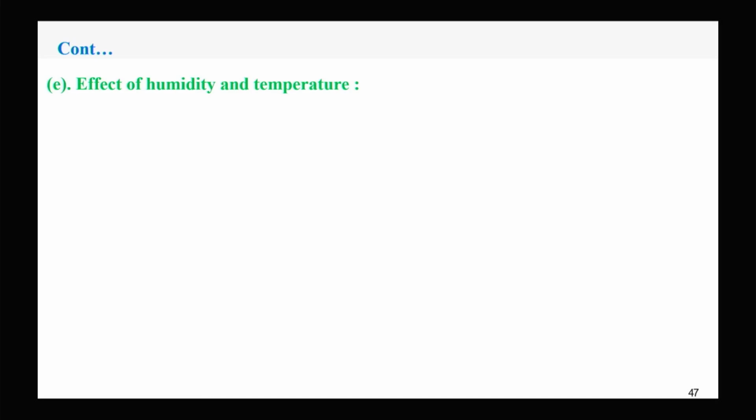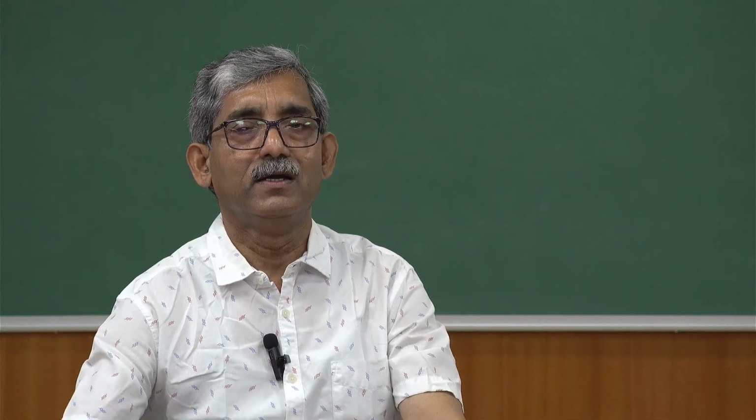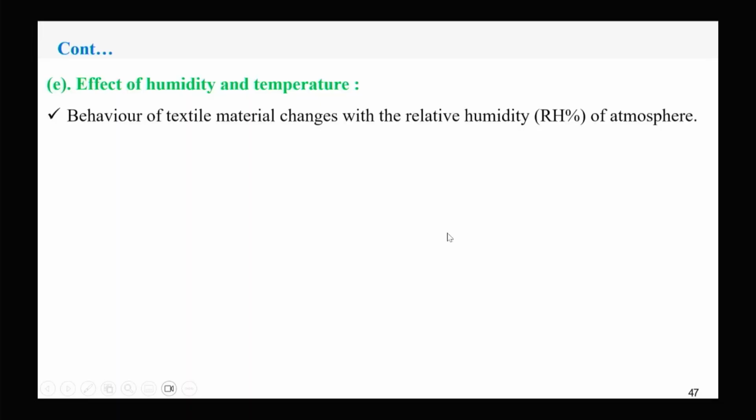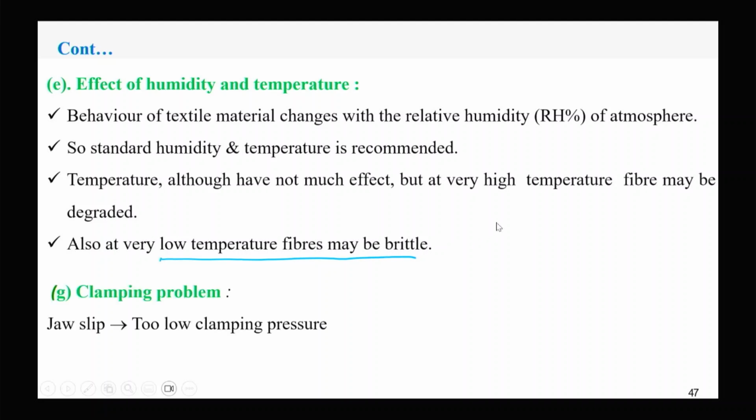Humidity and temperature we have already discussed. As the humidity increases, for cotton the strength will increase. For most other fibers, the strength reduces. The temperature, although it does not have much effect, can matter at very low temperature, where the fibers may become brittle and change their stress strain characteristics.